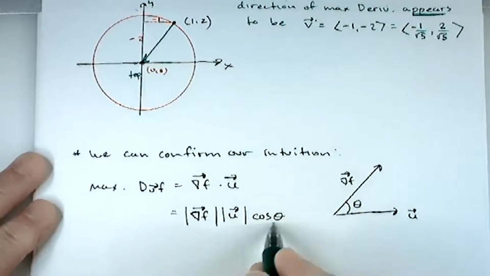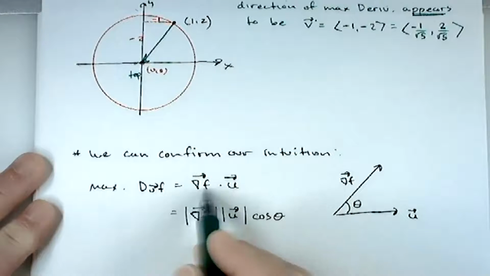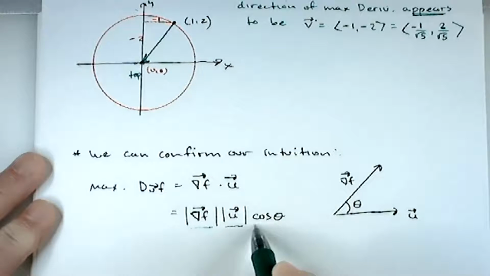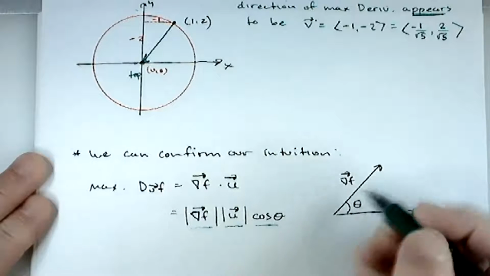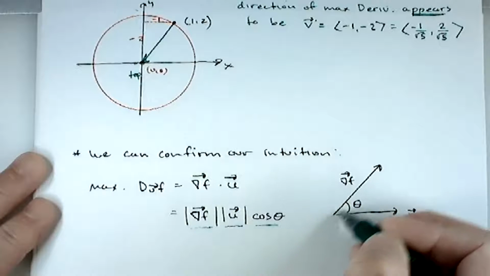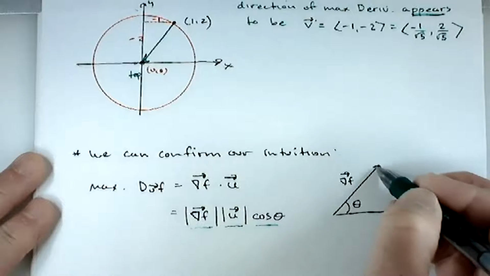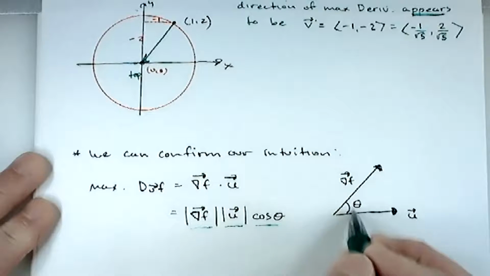let's go back to the definition of the dot product. Remember that from 12.2, I think it was. The definition of a dot product of two vectors is the magnitude of the first vector times the magnitude of the second vector times the cosine of the angle between them. So if the gradient, which we know is made up of our two partial derivatives, is a vector pointing in one direction, and u is the direction we're interested in finding the slope, right? That's the relationship between the two. There's an angle between them.